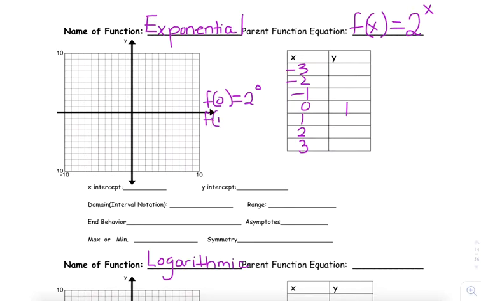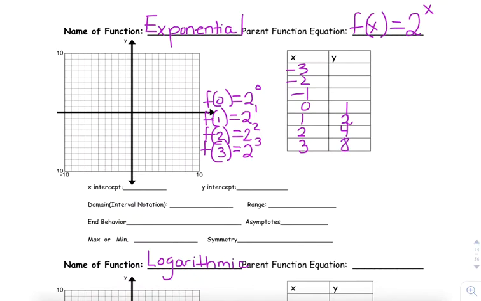F of 1 means 2 to the first power, so that's 2. F of 2 is 2 squared, so 4. And f of 3 is 2 to the third power, so 2 times 2 times 2, which is 8.